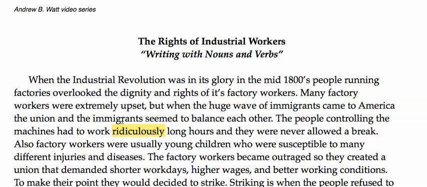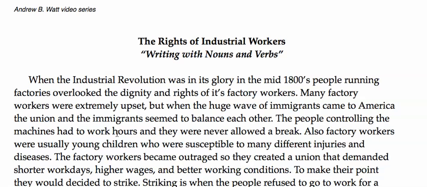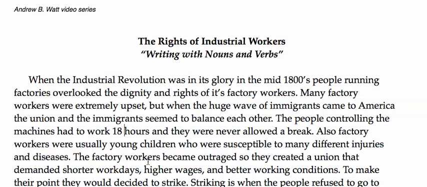So, for example, ridiculously long hours. Ridiculously and long are both words without very specific meaning. On the other hand, if we put in 18-hour days, we've taken out the words ridiculously and long, and we've specified a specific number of hours. Now, 18 hours is probably a lot in terms of the Industrial Revolution, but it's certainly more specific than ridiculously long.